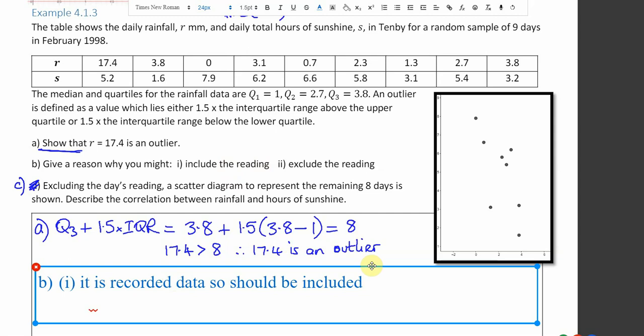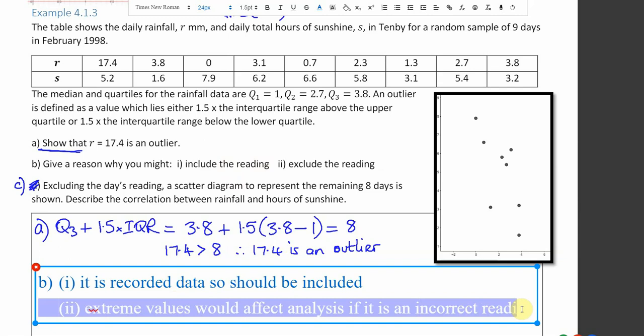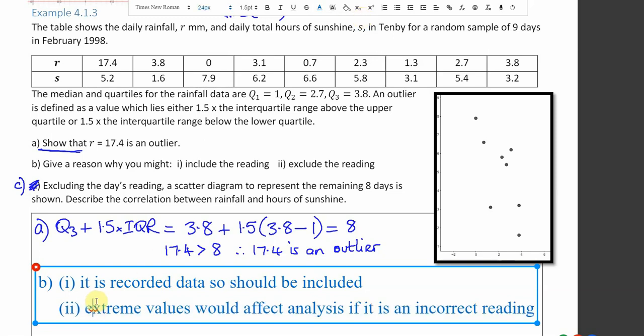But why might we exclude the reading? Well, extreme values would affect analysis if it was an incorrect reading. Now it's possible that the machine or whatever collected the data for that day was faulty, and maybe 17.4 is actually a faulty reading. So if we learned that that really was a faulty reading, then we would definitely exclude it. But unless we had a reason, like it was a faulty reading, then we would definitely keep it in our data.